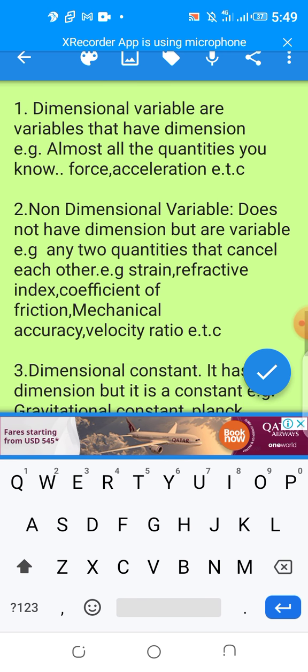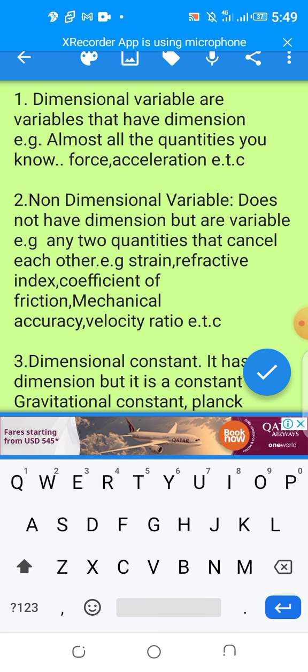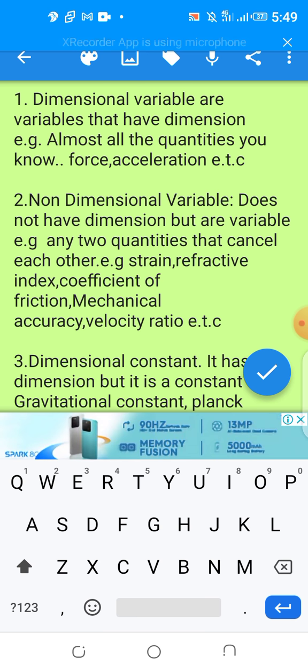Okay, so the second one is non-dimensional variable. Non-dimensional variables are variables that are changing, as I said, but that do not have dimension. For example, we talk about strain. The reason why strain does not have dimension is that strain is extension over length. So extension is a meter, length is a meter, so they cancel each other.